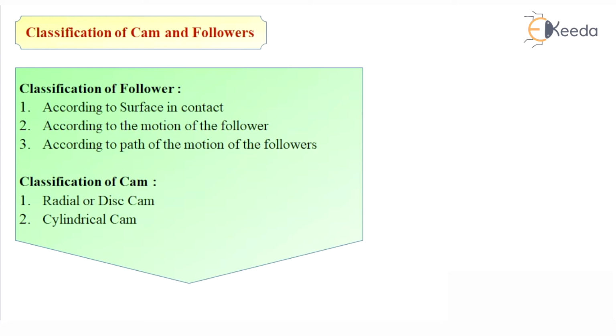Next, let us talk about the classification of cam and follower. The cams are classified as a radial or disc cam and cylindrical cam, whereas the followers are classified according to the surface in contact, according to the motion of the follower, and according to the path of the motion of the follower. Let us see in detail.